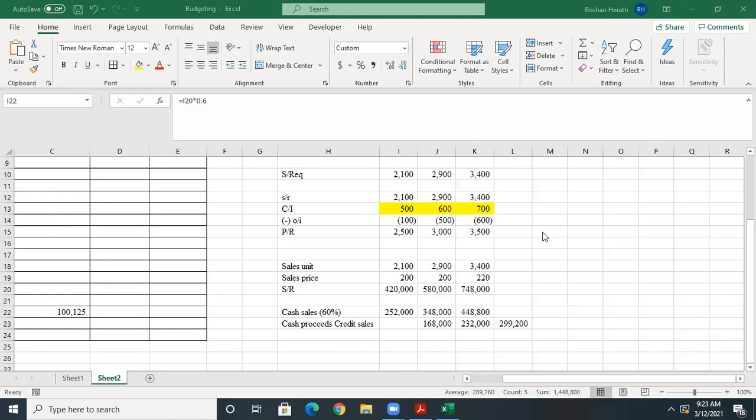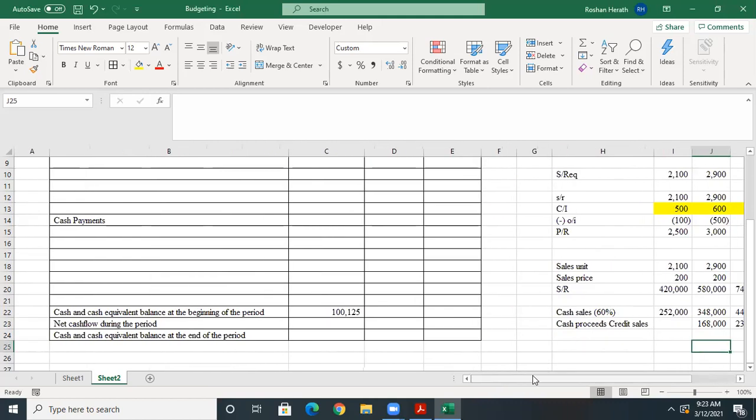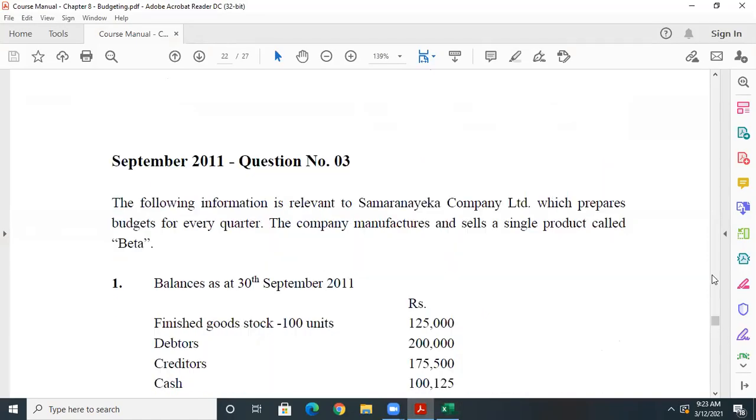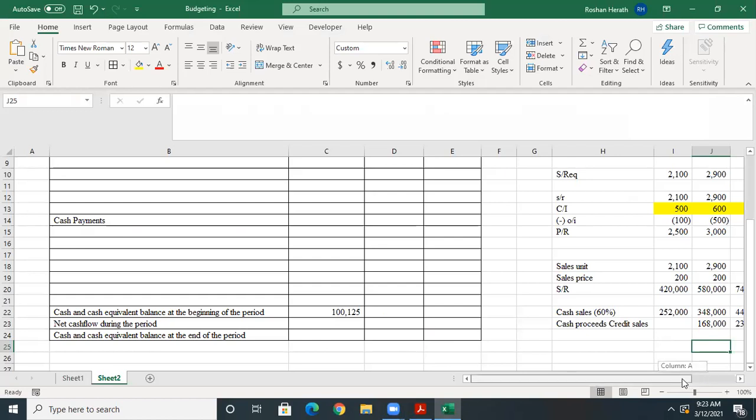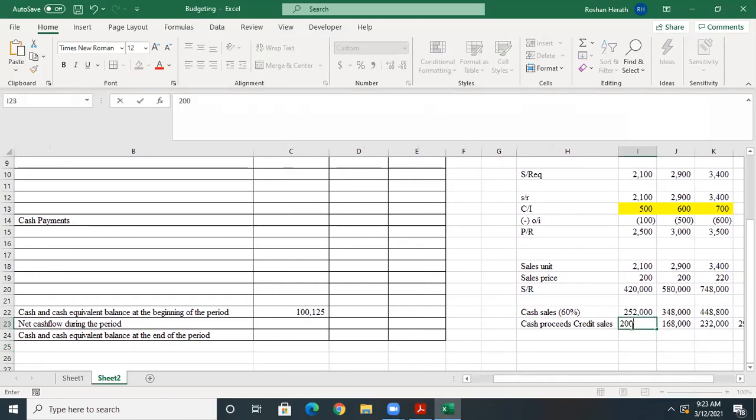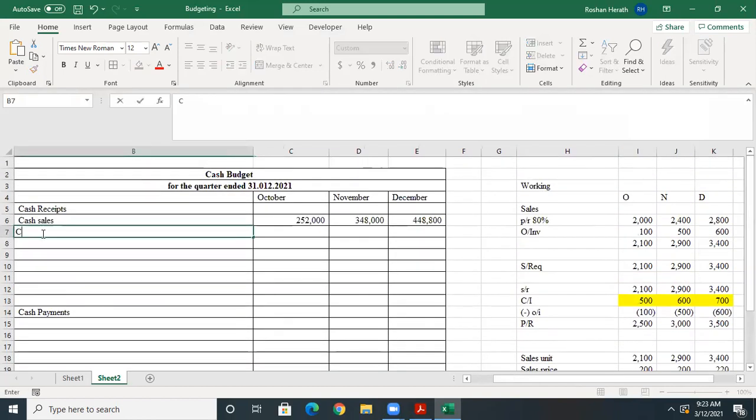Right, okay, I had just come back. It's about the credit sale, cash proceeds from credit sales. There is a small tricky point here that you need to understand. You can see that there are some outstanding balances in the debtors, right? That is from the sales of September. From the sales of September, you have not collected 200,000. And that is what you are going to collect in the month of October. So the debtors at the end of September should be collected next month, because the credit period is 1 month. So now there should be 200,000.